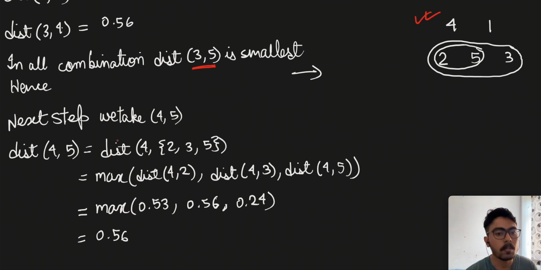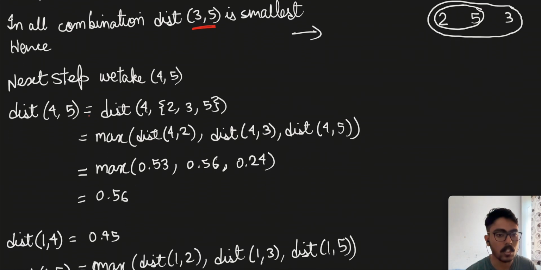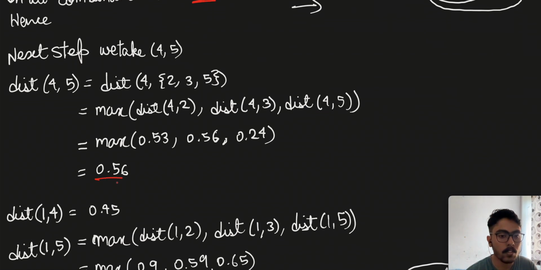In the next step, we take 4 comma 5. Why? Because 4 comma 5 comes next in ordering. So then we have 4 comma 2 comma 3 comma 5. Again we take max of distance 4 comma 2, distance 4 comma 3, distance 4 comma 5. We put in the values and we see 0.56 is the maximum.